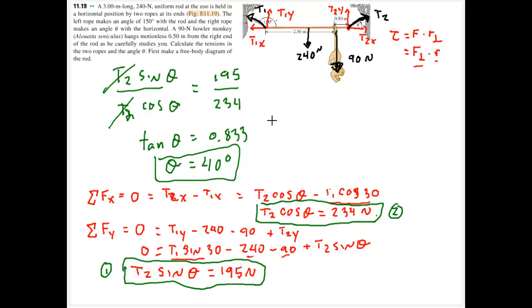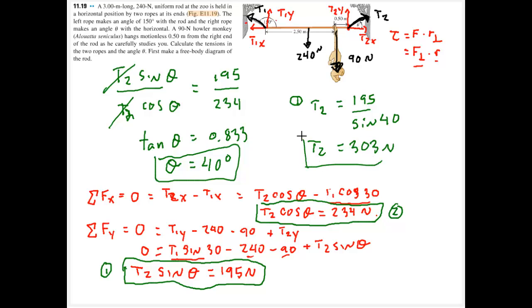Take the inverse tangent of both sides, and I'm going to get an angle of 40 degrees. Now it's a simple matter to simply take either equation you want. I'll just take equation 1 for simplicity and say tension 2 must be equal to 195 divided by sine of the angle. It's going to be sine of 40. And now I've solved for tension 2, which is going to be 303 newtons. So at the end of the day, I've calculated both my tensions and my angle using all of Newton's laws for equilibrium.